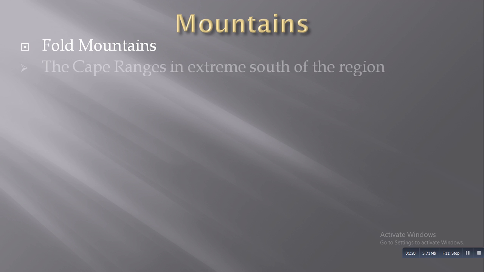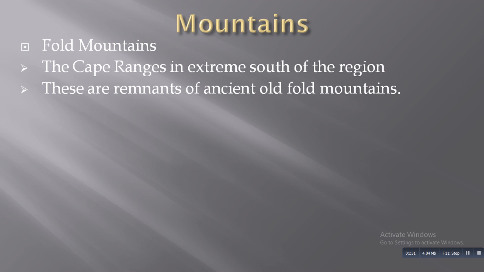So fold mountain, the Cape ranges in the extreme south of the region. These Cape ranges are remnants of ancient old fold mountain. Remnants means the part of ancient old fold mountain. These ranges are not very high. We know that old mountains are not so high because of weathering; their height will be reduced. So these are not very high.